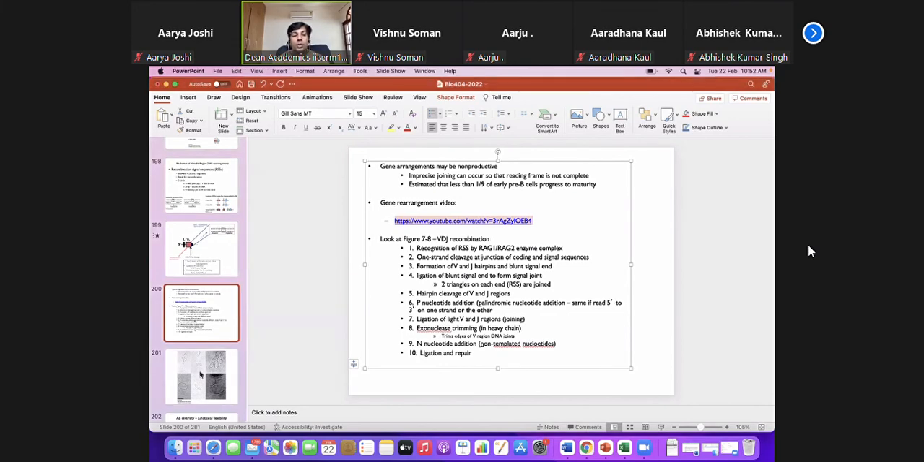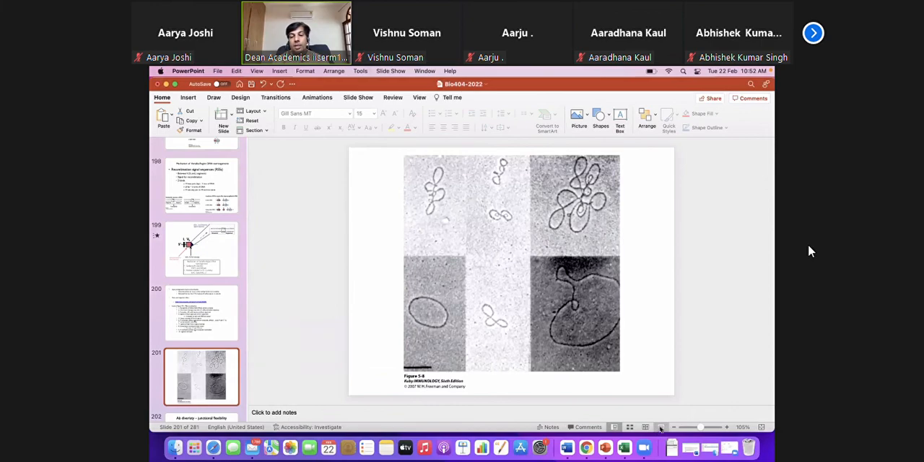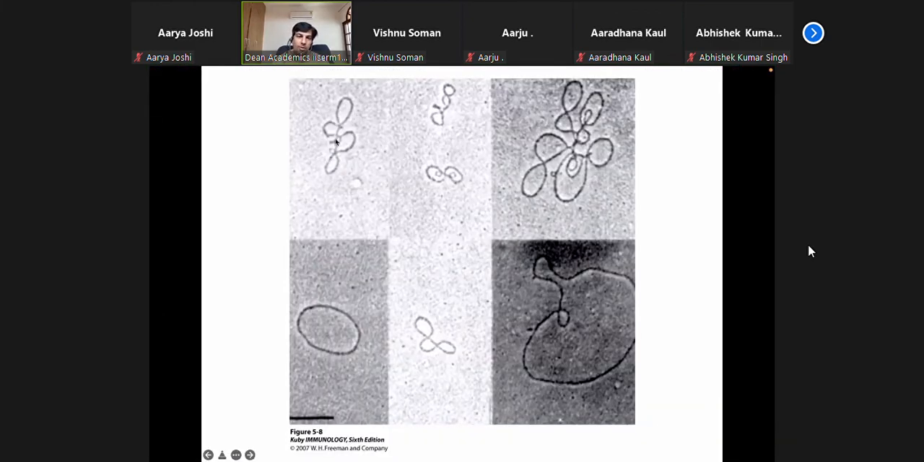So what is shown here are these kinds of loops. They have been shown through electron microscopy in developing B cells, where you can get these different loops. And this is more observed in cells undergoing the process of recombination, right?